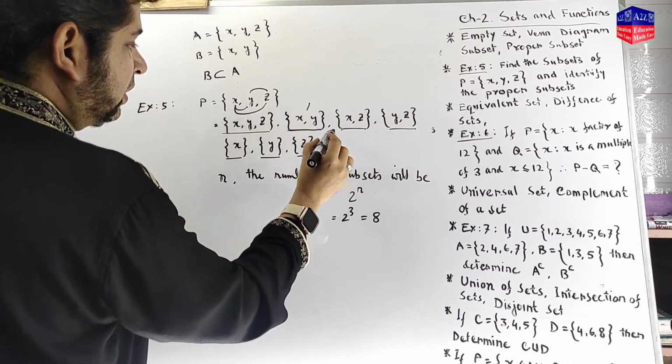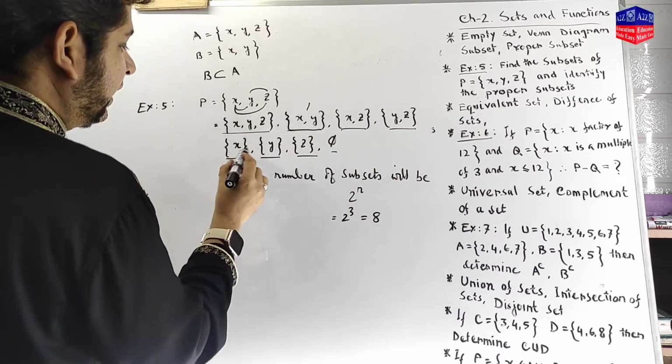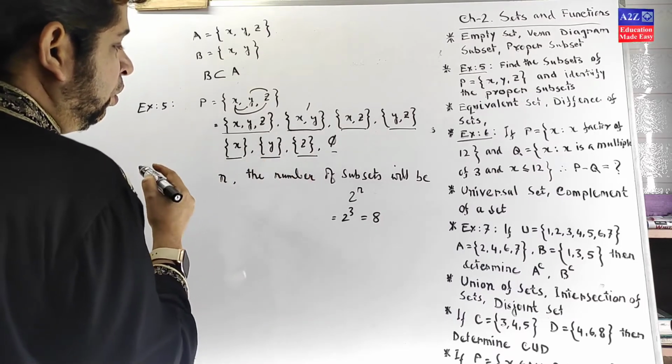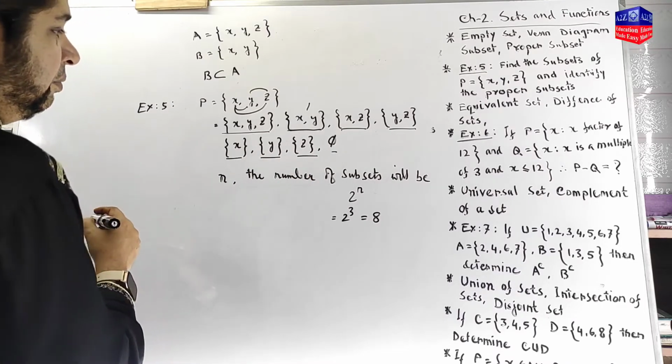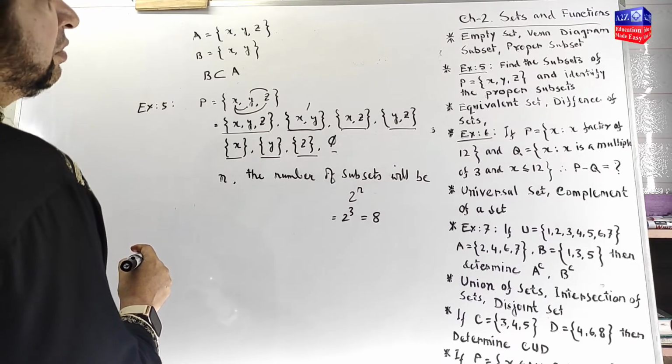So all these sets are proper subsets. This one is a proper subset because it has 2 elements. All these 2-element sets are proper subsets. X, Y, Z and empty are also proper subsets. So all the proper subsets are identified.